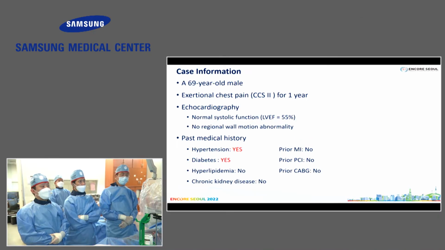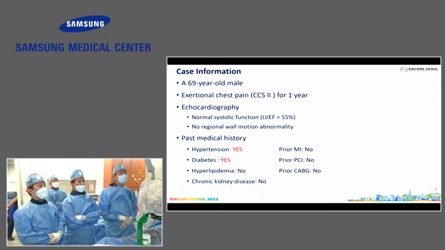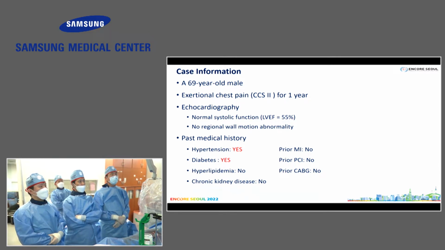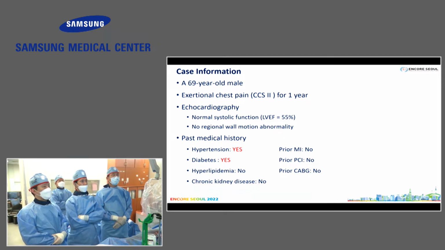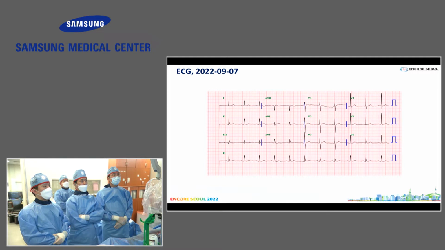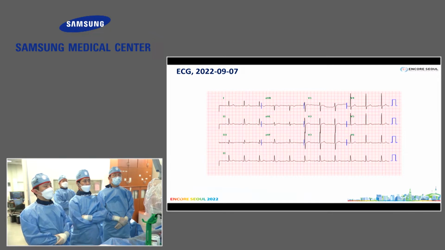Next slide. This patient was a 69-year-old male. He suffered from exertional chest pain for 1 year. Echocardiography showed normal systolic function without regional wall motion abnormality. He is currently taking antihypertensive and anti-diabetic medication. Next, please. Electrocardiography showed normal sinus rhythm without significant ST change.